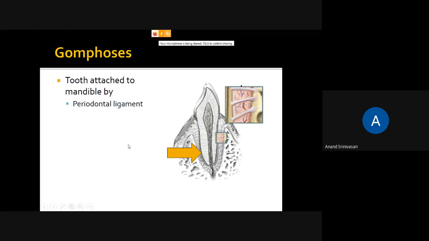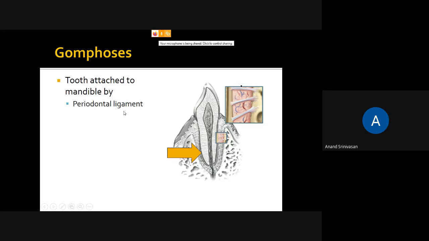The next type of fibrous joint is gomphosis. Now, where is this joint located? It is located inside the mandible, the lower jaw. In the lower jaw there are teeth. Now, what is the thing which unites the teeth and the mandible? Here you can see there are some small white colored structures which unite the teeth to the mandible.